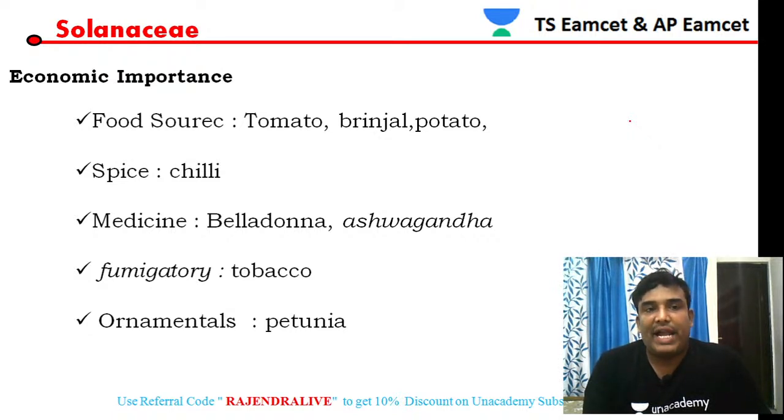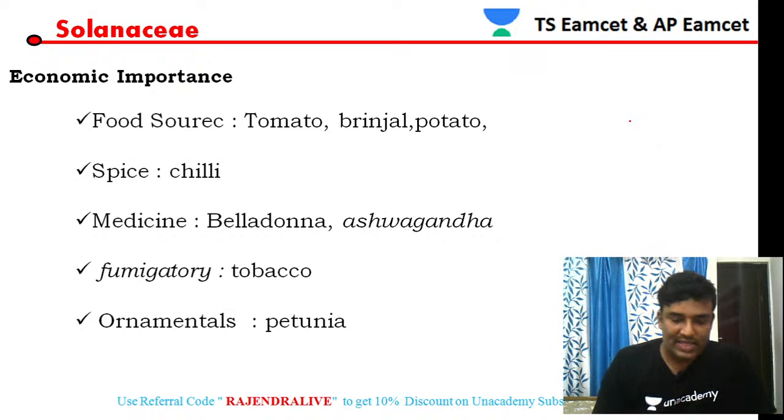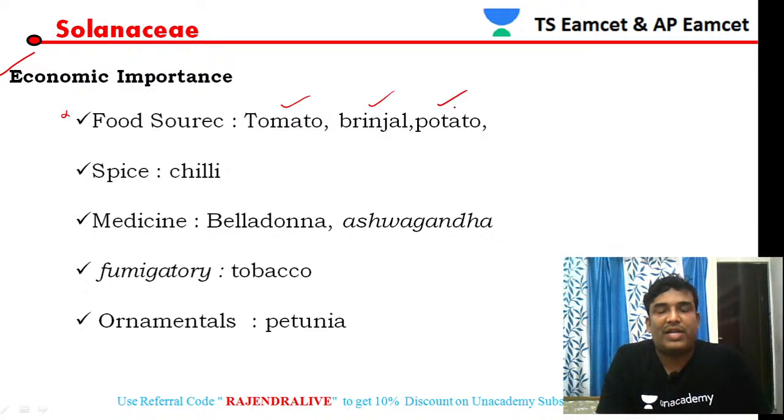Let us see the economic importance of the members of Solanaceae. The members which act as a food source: tomato is the best food source, which people use daily, and brinjal and potato. Potato is a staple food in North India. It is routinely used, and it is also produced in major quantities by particular states. Similarly, some members are used as spice. Chili is also used as a spice, and chili belongs to Solanaceae.